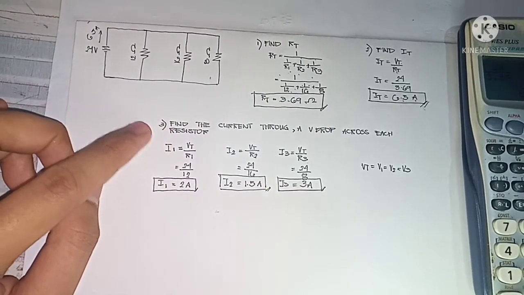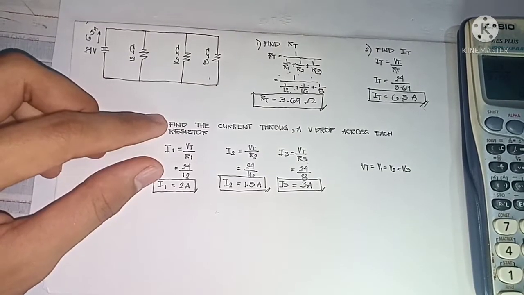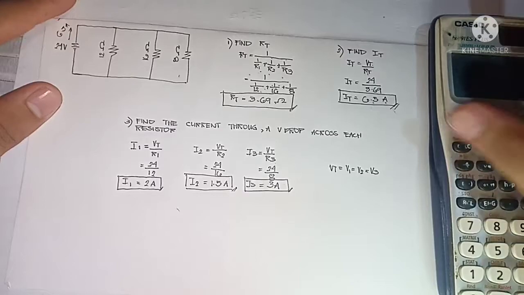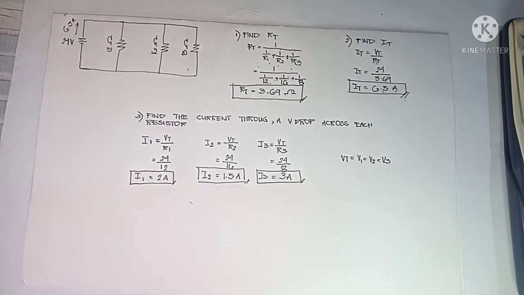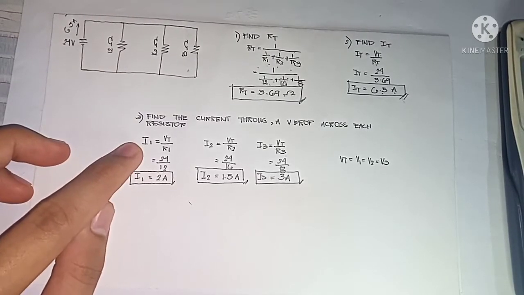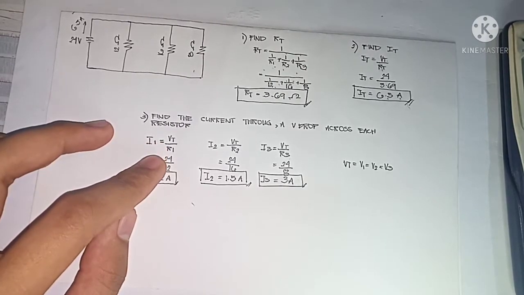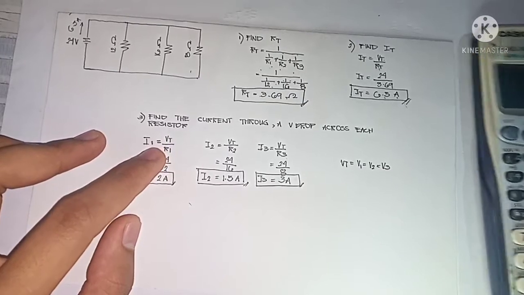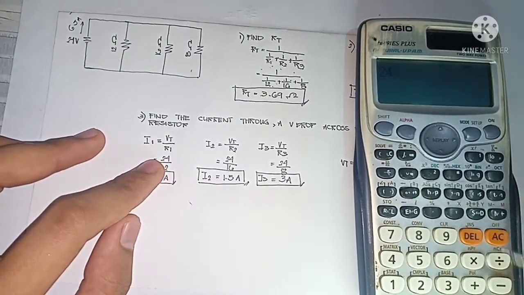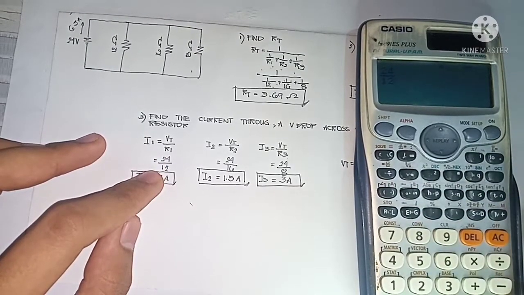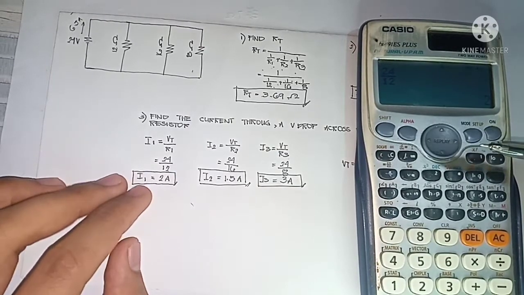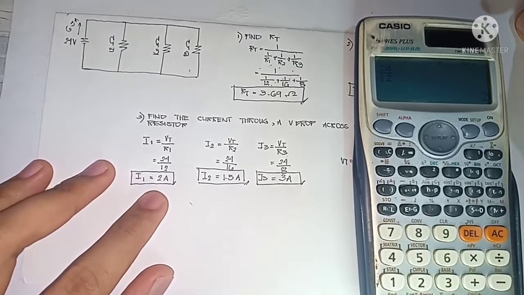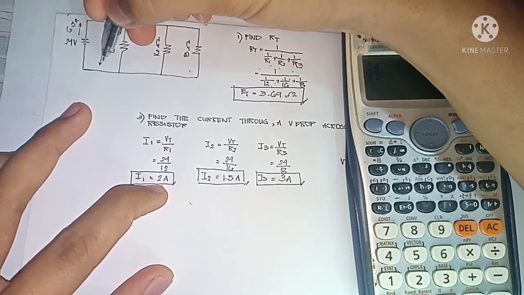Now let's go to problem number 3. Find the current through and voltage drop across each resistor. To get the current through each resistor, you must use this formula: I1 is equal to voltage total over R1. Let's solve for this one. Voltage total is 24 over 12, which is equal to 2 amperes. So the first current through resistor 1 is 2 amperes.